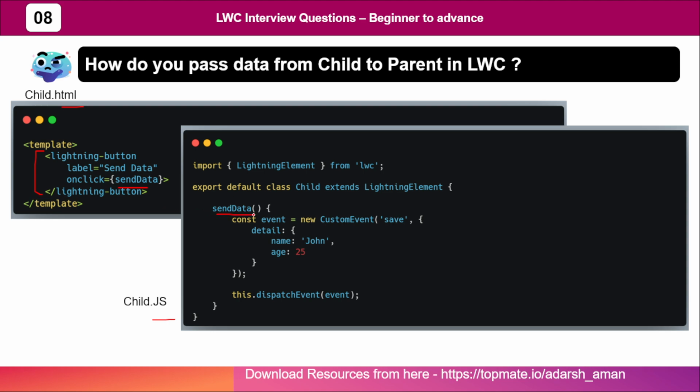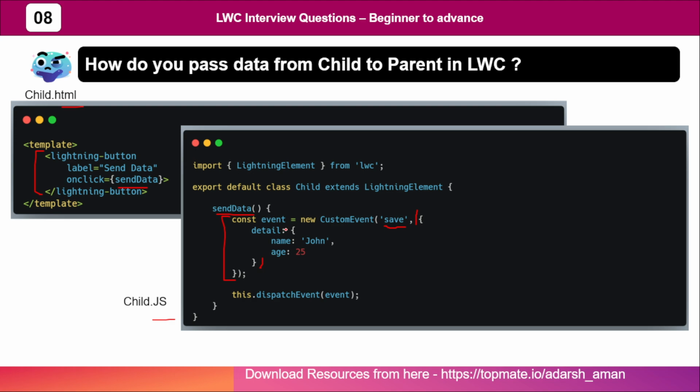What is the sendData method doing? It is creating a custom event. Here is the syntax of the custom event that you need to create whenever you need to pass data from child to parent in LWC. In the custom event, you have to write the name of the event. You can give it any name, and then the detail. The detail contains the data which we want to send to the parent component.